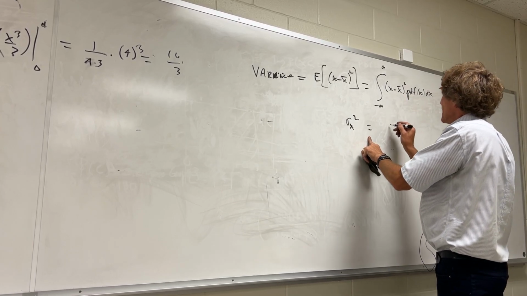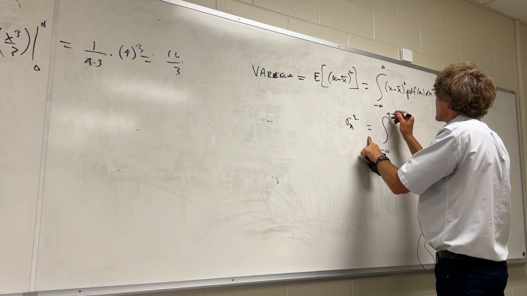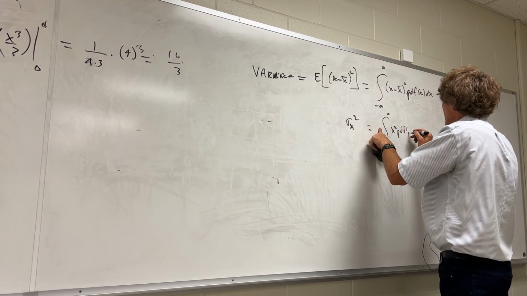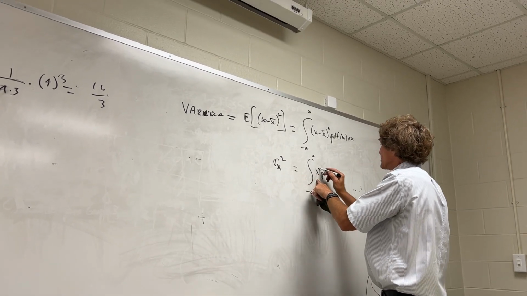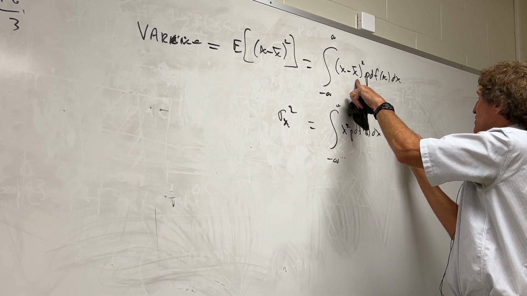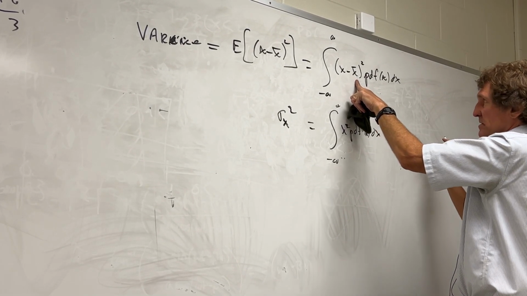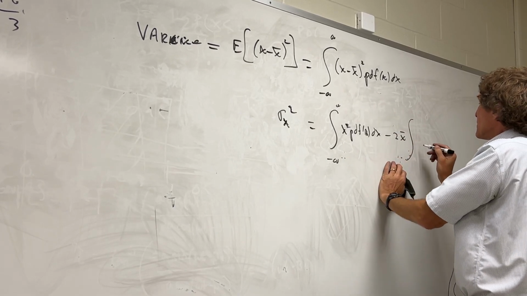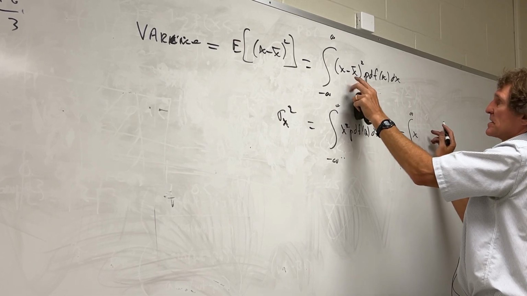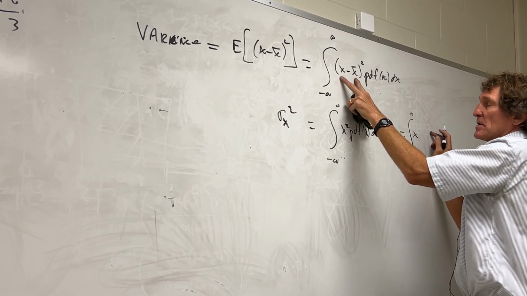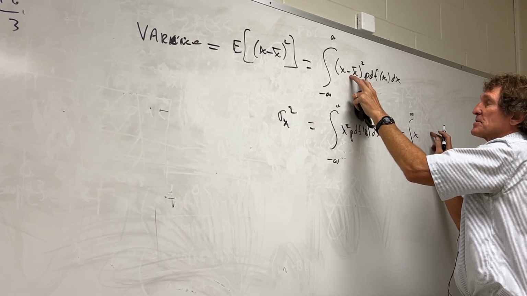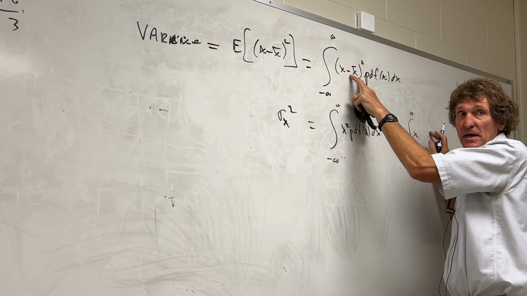When I square this thing, I get the integral from minus infinity to infinity of x squared times the PDF of x dx. This is just the first term of the squaring operation. Then I get minus 2 times the average value of x, times the integral from minus infinity to infinity of x in here. Because when you square this out, you get x squared minus 2x bar x, plus x bar squared. You all with me, class?